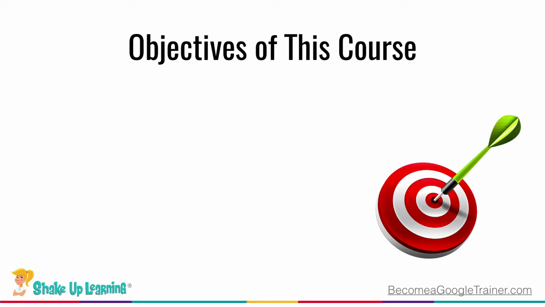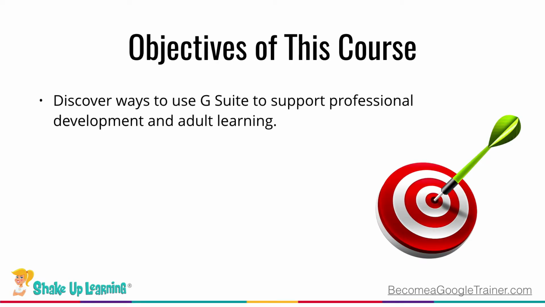Keep that in mind as you plan and decide whether you want to use my course to help you reach your goals. The objectives of this course are to discover ways to use G Suite to support professional development and adult learning. So this is the big shift. If you've worked through level 1 and level 2, that's really more about classroom use and specifically K-12 classrooms.